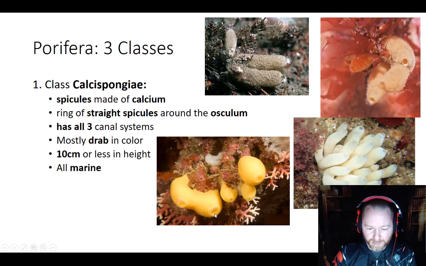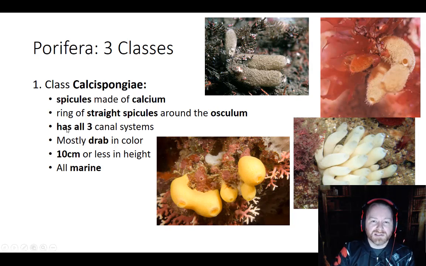You can see it here. It's just a little fibrous membrane around the outside. You can even see it here. You can see it really well here and here as well. It kind of looks like eyelashes. So if they have that ring of straight spicules around the osculum, that's a very good morphological trait that we can use to say, hey, I bet if we broke these open, they'd be made of calcium, and therefore they'd be in the Calcaspongiae.